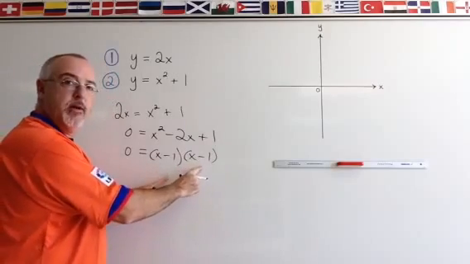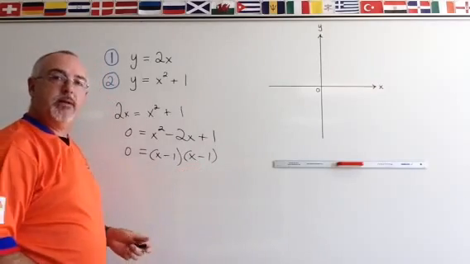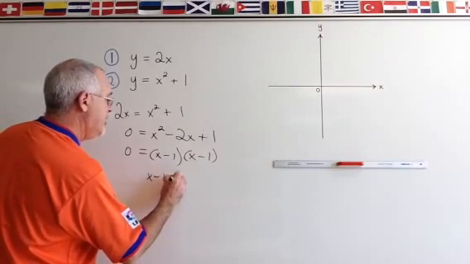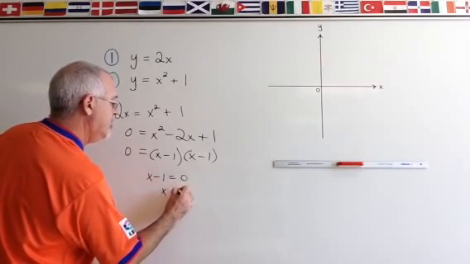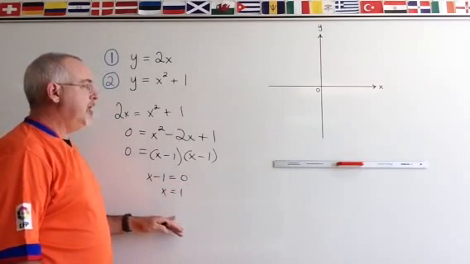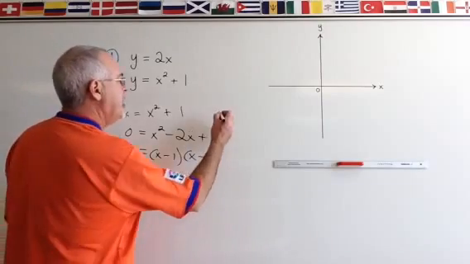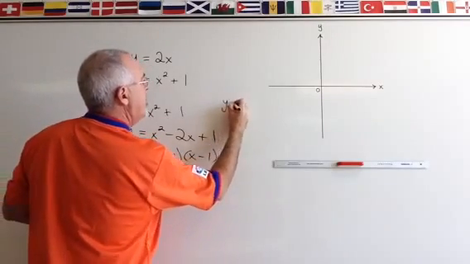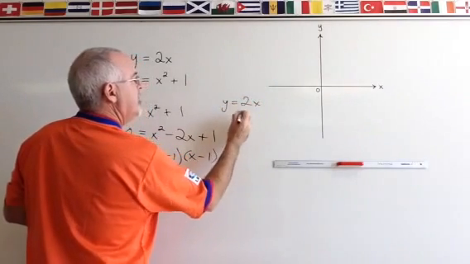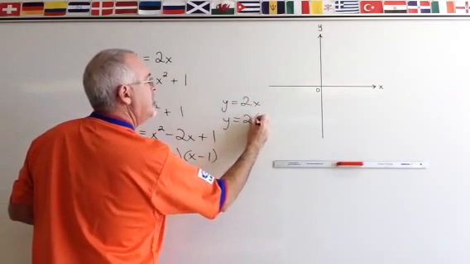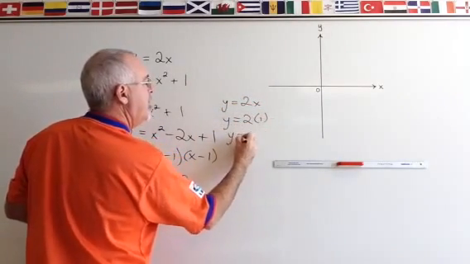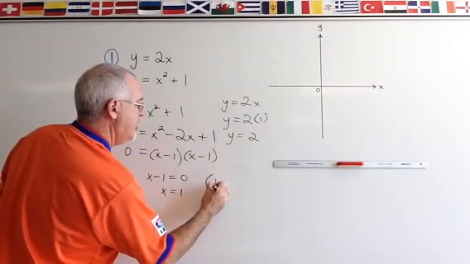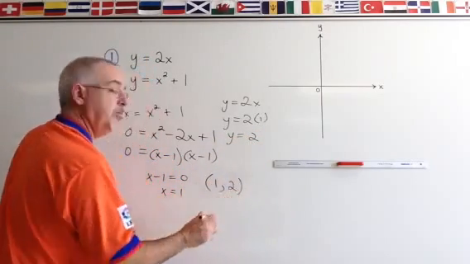We have the same binomial appearing twice, which means that there is only one solution. Making x minus 1 equal to 0, I get x equals 1. I have the x coordinate of my point of intersection. If x equals 1, using this straight line equation, y is equal to 2 times 1, so therefore y is equal to 2. My answer in a coordinate pair is (1, 2).